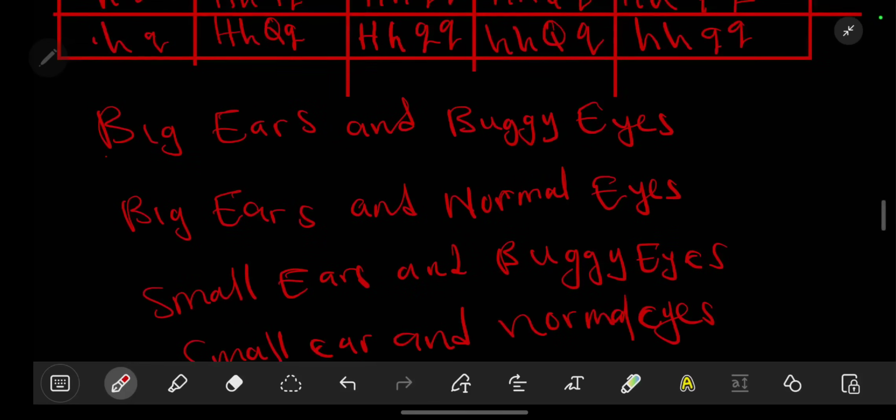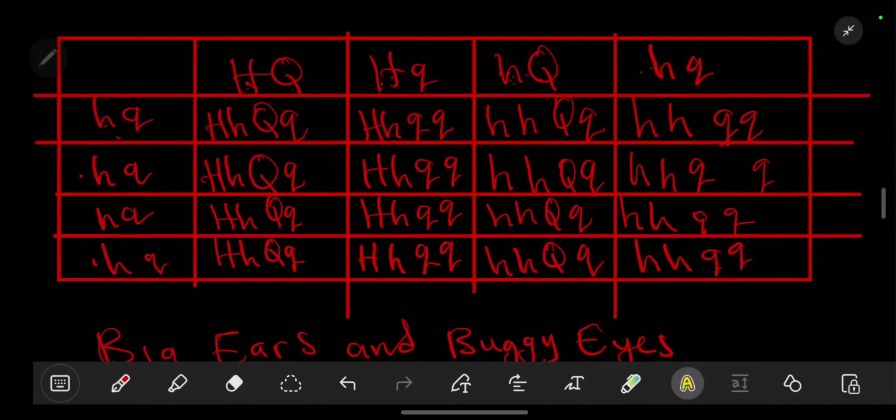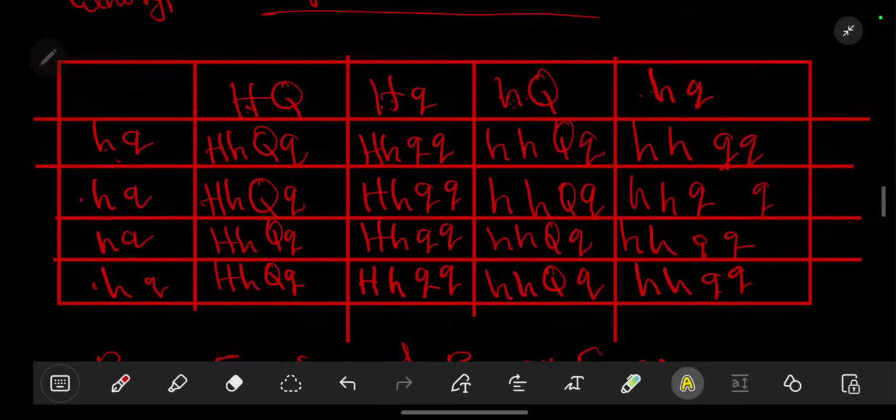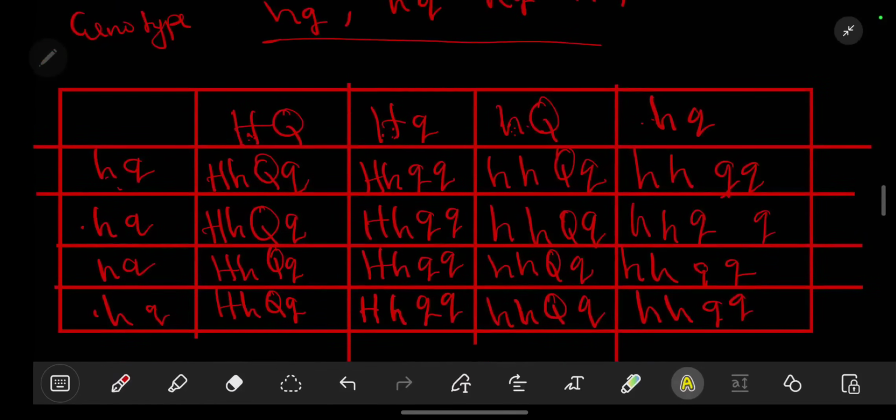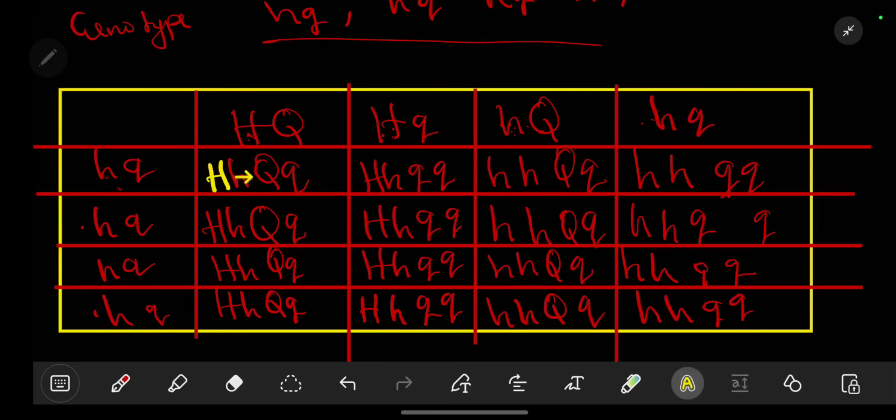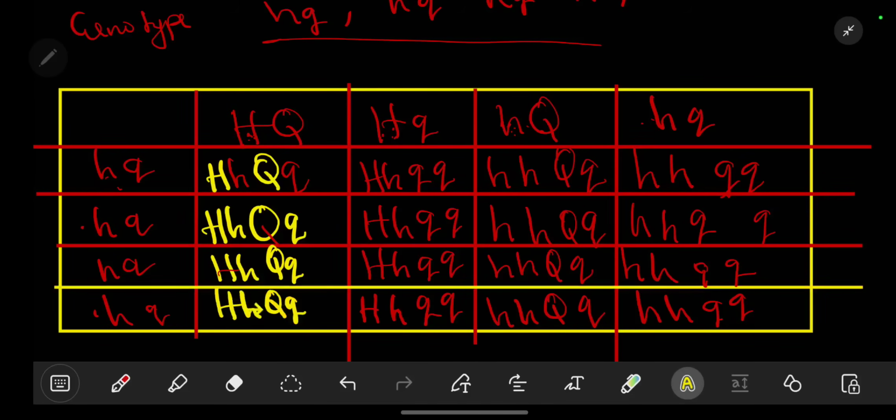Then what we are going to do is count. So from genetics, we know how we count. So counting, we are going to say for big ears and baggy eyes, we are looking for anywhere where there is at least one big H and at least one big Q. So if we have, let's say, this and this, so this is number one, number two, number three, number four, as long as we have at least one big letter Q and one big letter H, that means we can pick that as one.